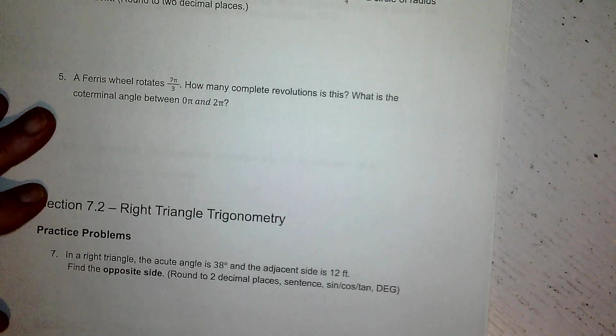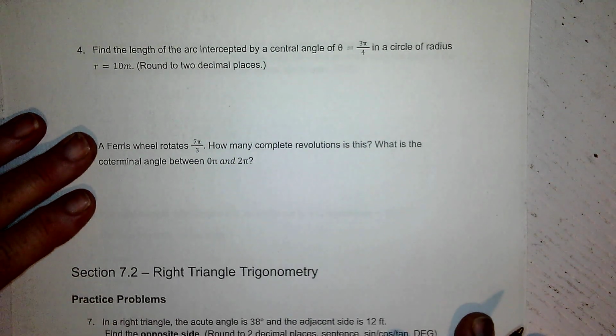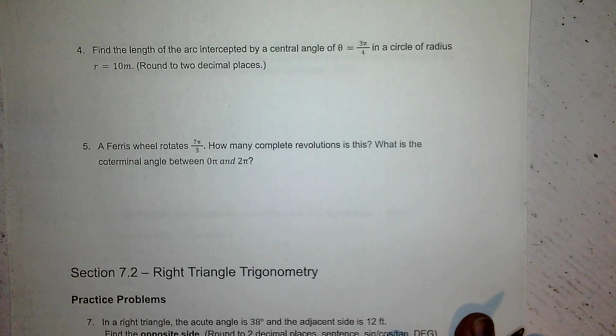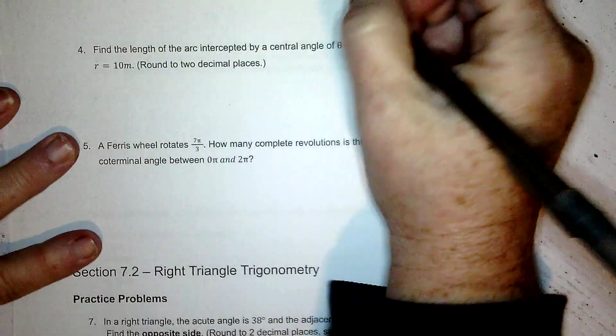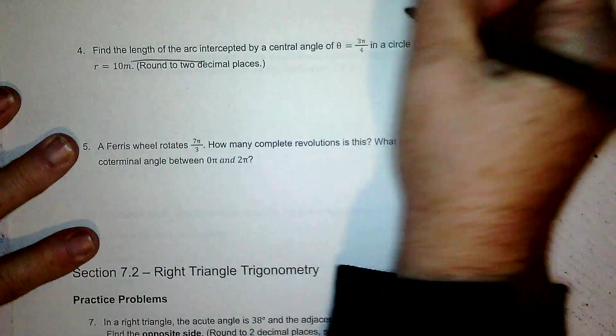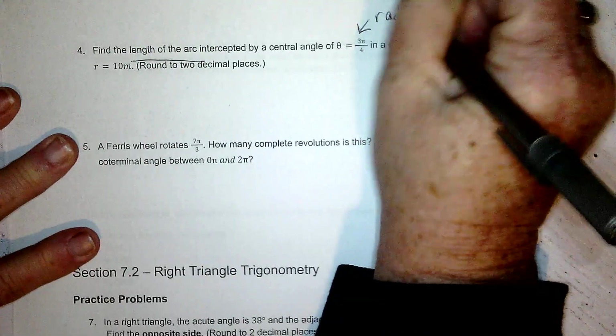Find the length of the arc intercepted by a central angle, theta, 3 pi over 4, and a circle of radius r is equal to 10 meters. Round to 2 decimal places. Well, you need to have your angle in radians when you do this. So if I give you the angle in degrees, please be careful, because when you are looking for the length of the arc, this angle needs to be in radians, and it currently is, which is fantastic.